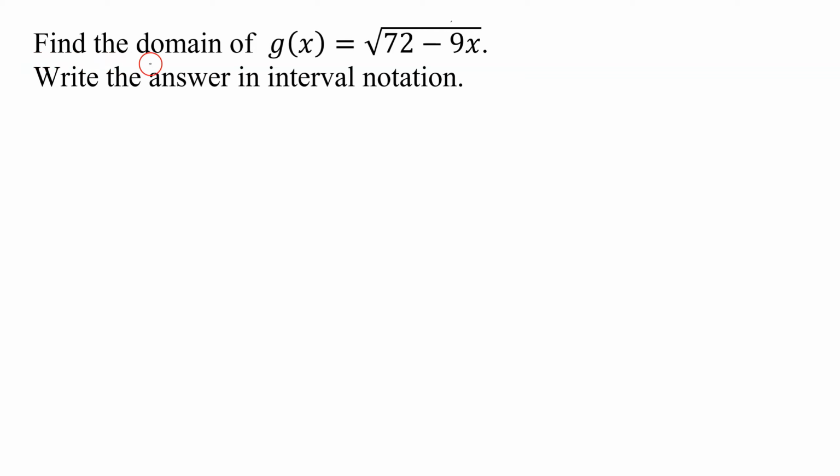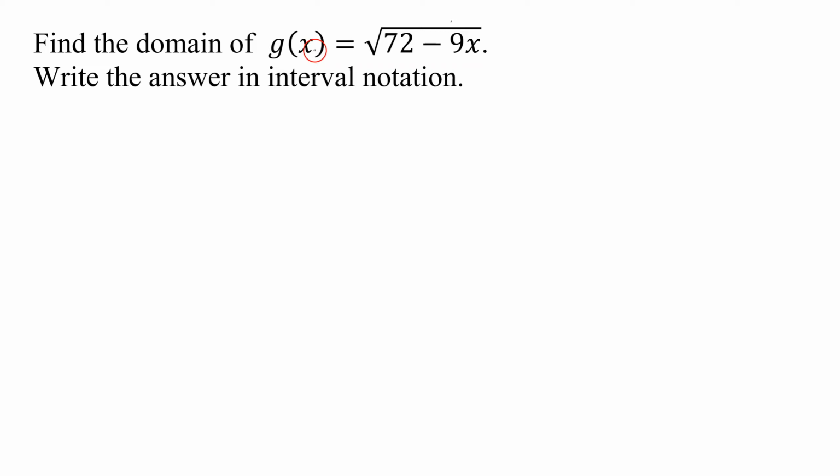In this example, I need to find the domain of g of x equals the square root of 72 minus 9x, and then I need to write the answer in interval notation. Well, what do we mean about finding the domain of a function? The domain of a function are all the real values for the input variable x, for which the output g of x is a real number.